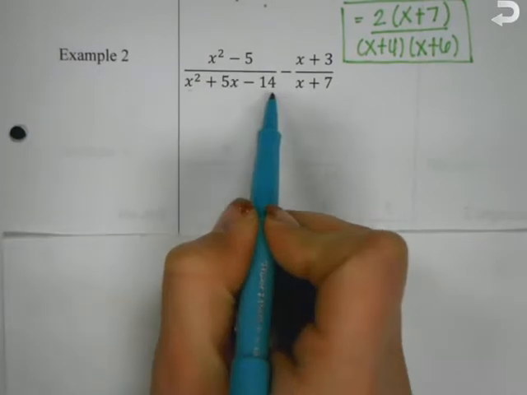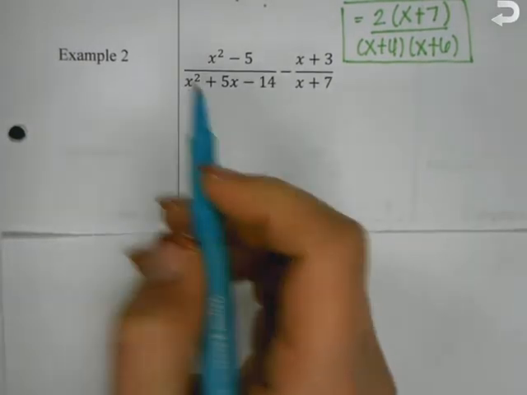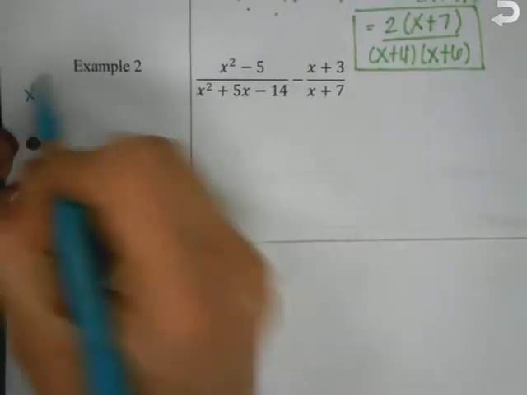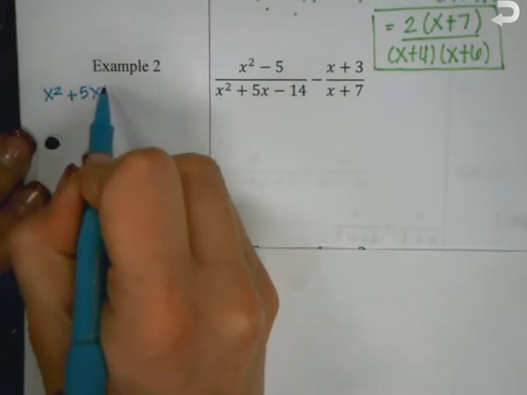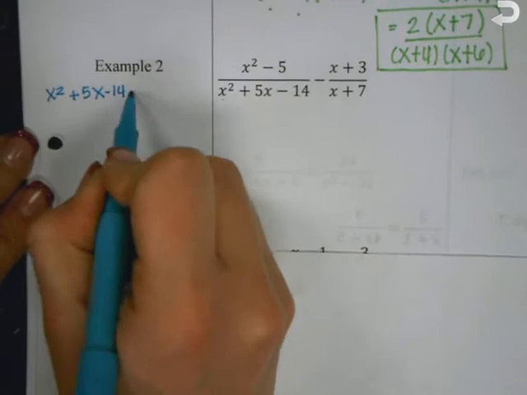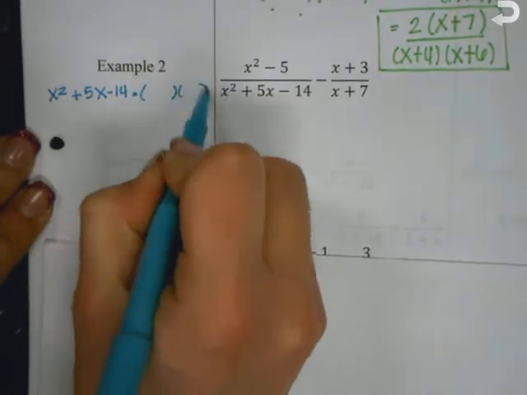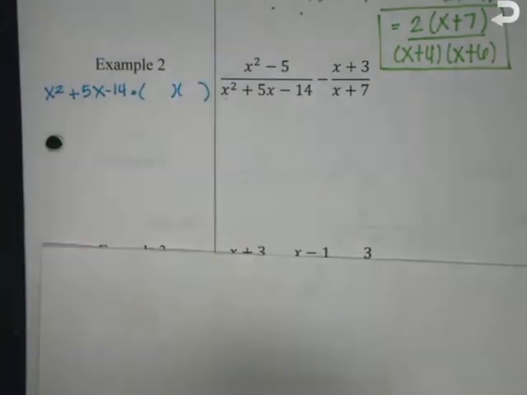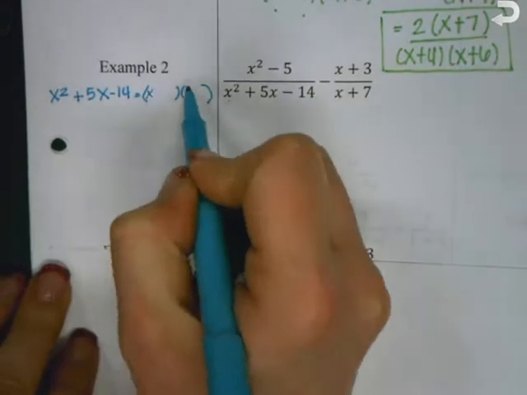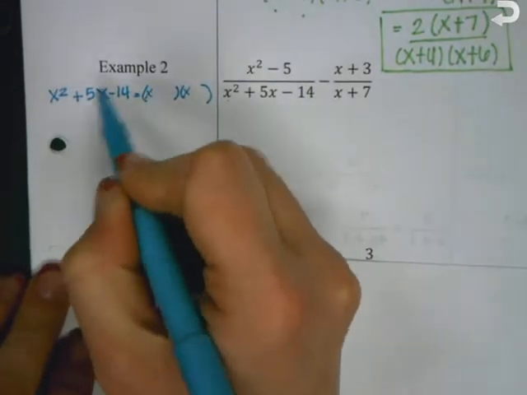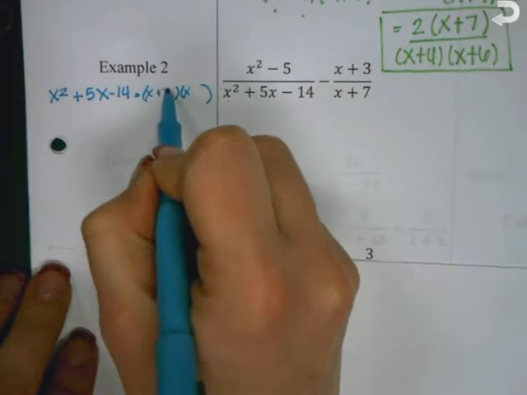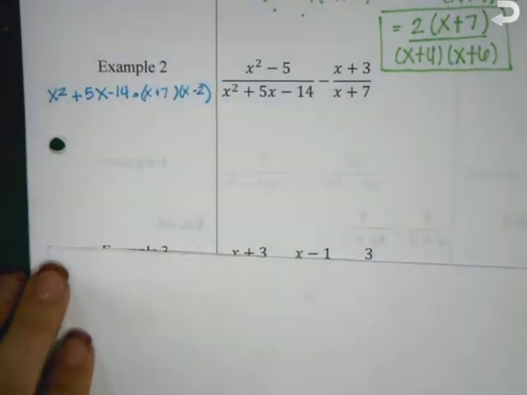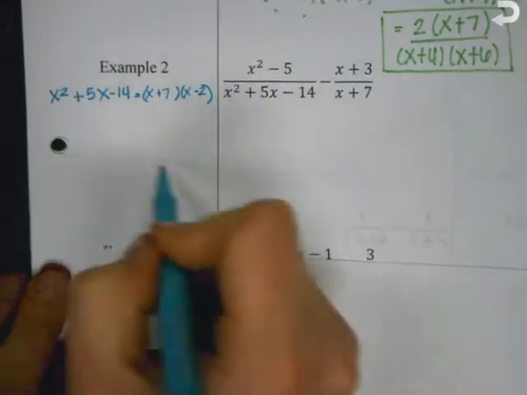Okay, so I'm going to do mine off to the side, x squared plus 5x minus 14. We can use diamond on this. So I need two numbers that multiply to negative 14 and add up to positive 5. Positive 7, negative 2. Okay, and then our other one was just x plus 7.